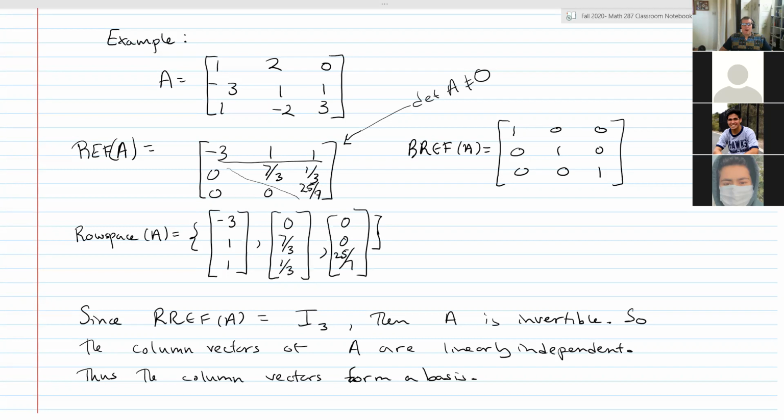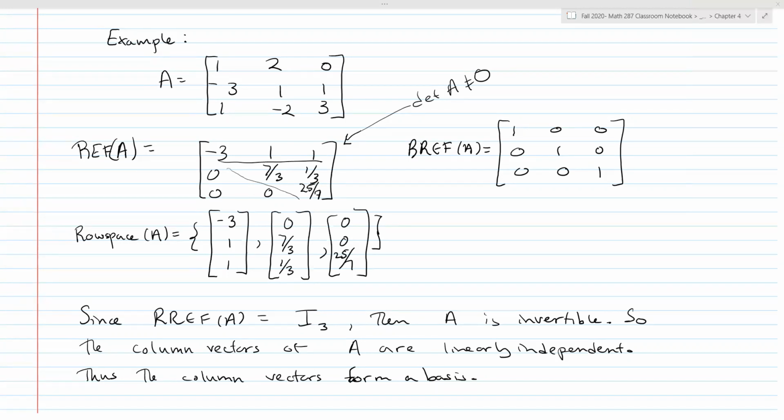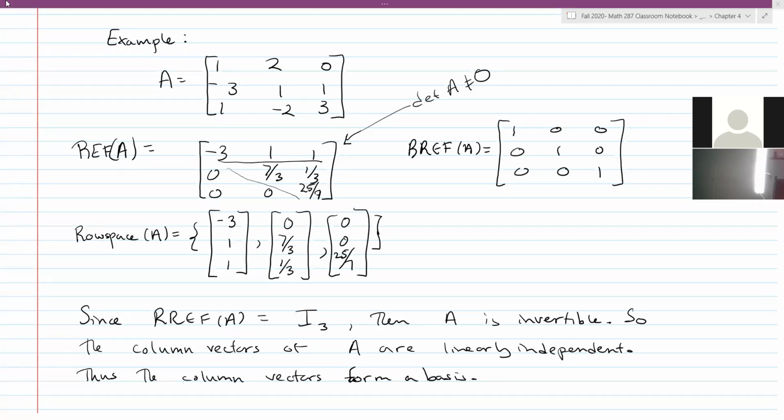So the question is, first, do these vectors span R3? These 3 vectors span R3? What do you think, On? Do these vectors span R3? These 3 vectors, the vectors of A, let me be more clear. The vectors of A, will they span R3?